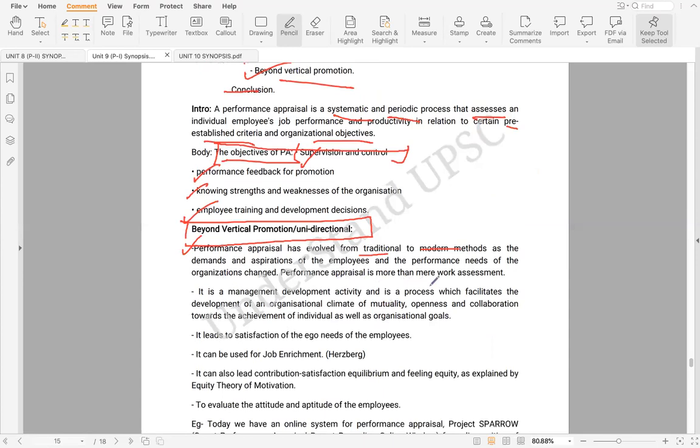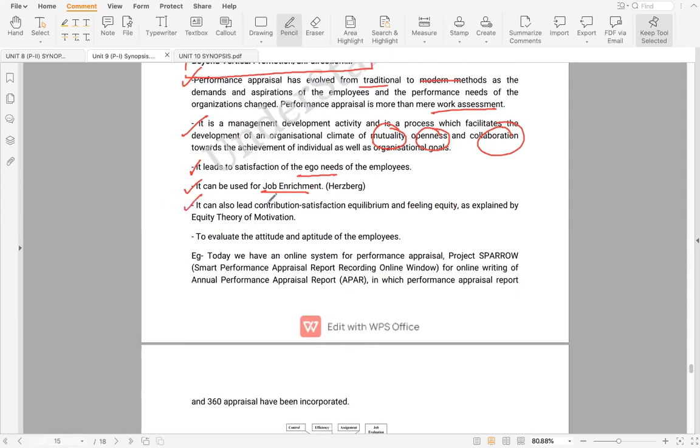Performance appraisal is more than mere work assessment. It is a management developing activity and a process which facilitates the development of an organizational climate of mutuality, openness, and collaboration towards achievement of individual as well as organizational goals. It leads to satisfaction of the ego needs of the employees. It can be used for job enrichment, vertical job loading, etc. It can also lead to contribution-satisfaction equilibrium and a feeling of equity, as explained by the equity theory of motivation, and to evaluate the attitude and aptitude, etc.